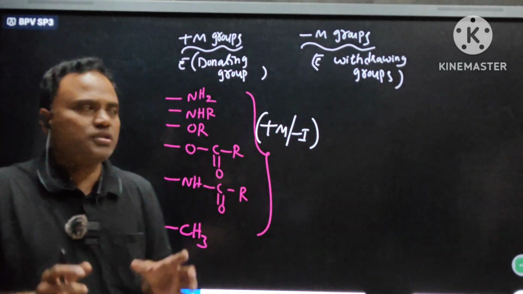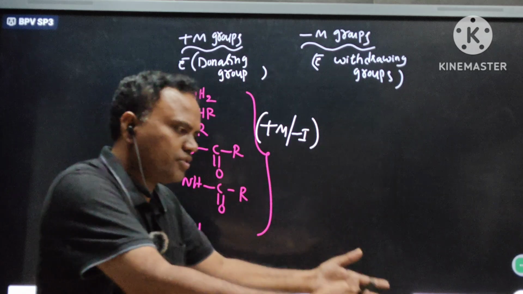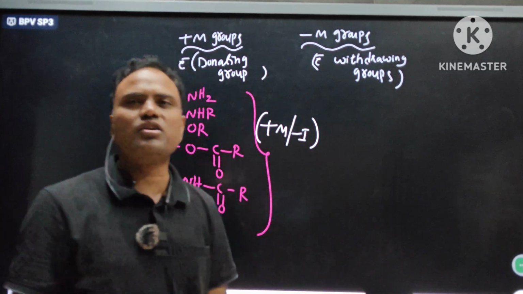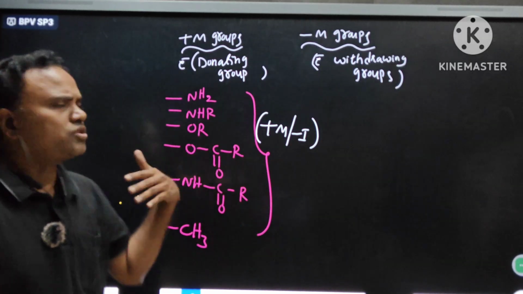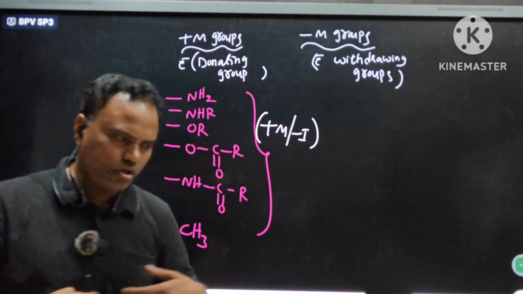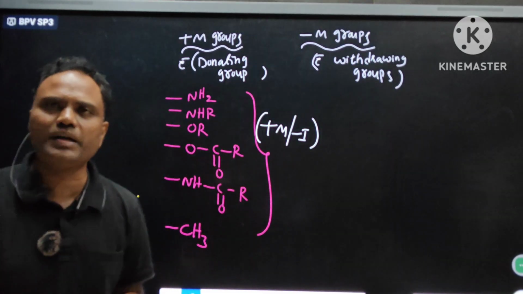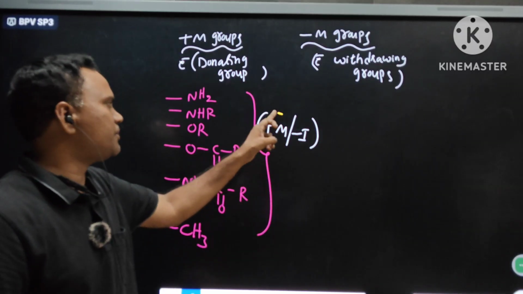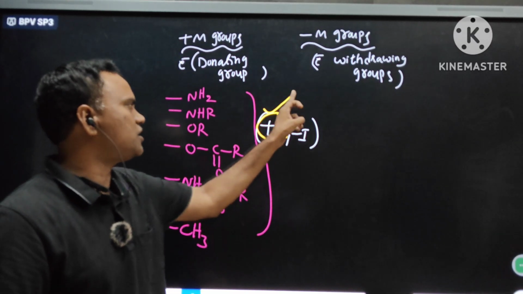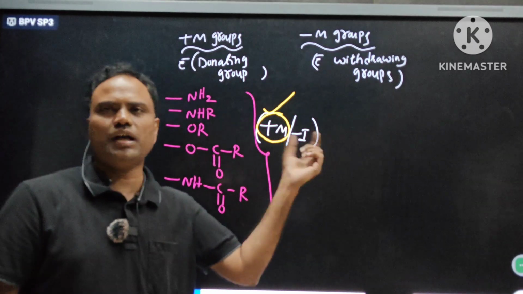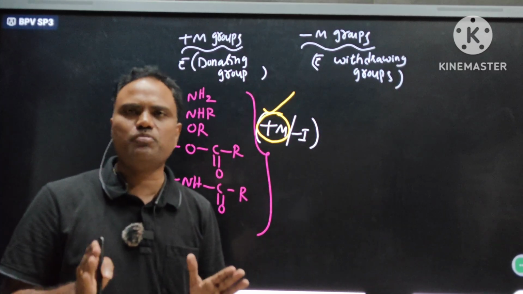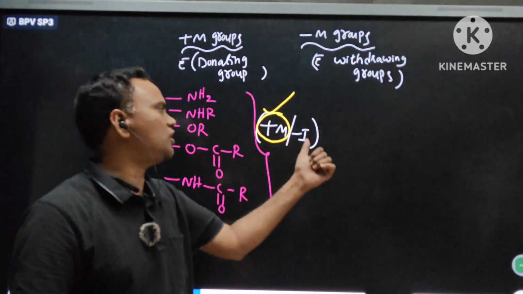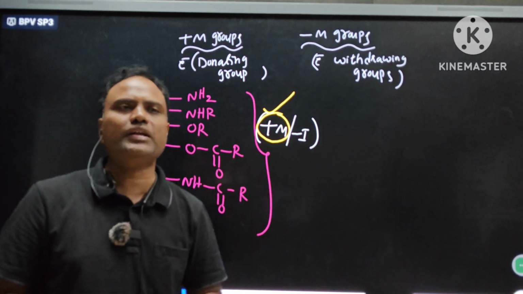Two effects. See, plus M means electron donating nature. Minus I means electron withdrawing nature. NH2 has two types of characteristic property. It donates electrons and it withdraws electrons also, but which is taken into consideration? Generally, plus M effect, mesomeric effect, is taken into consideration. This is secondary. I'll tell you when we use minus I. Keep this point in your mind. First give the priority for resonance or mesomeric effect, then only inductive effect. Inductive effect will get least priority.